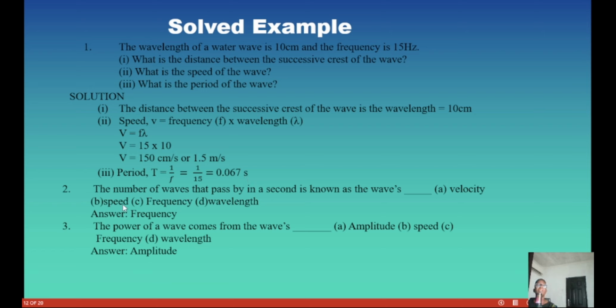The next question says, the number of waves that pass by in a second is known as the wave's what? A, velocity, B, speed, C, frequency, D, wavelength. We already know that the number of complete oscillations per second is the frequency. So the answer here is our frequency. The next question says, the power of a wave comes from the wave's dash. A, amplitude, B, speed, C, frequency, D, wavelength. I know that the answer is amplitude, as the amplitude is the highest displacement of the wave.